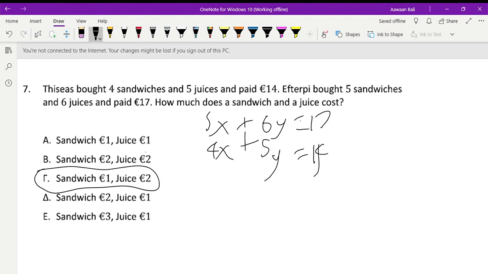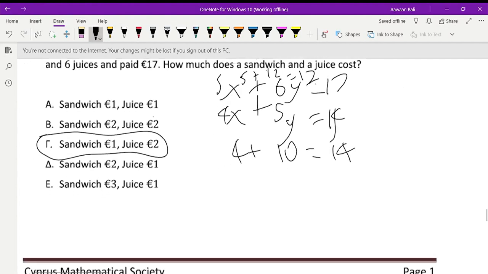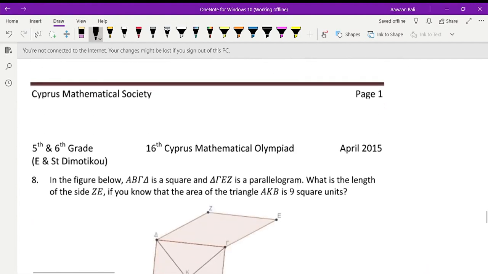Here the answer is gamma, because x is the sandwich, y is the juice, so 5 times 1 is 5, 6 times 2 is 12, so 5 plus 12 is 17. Same here, 4 plus 10, 14. So therefore the answer is gamma, the sandwich is €1, the juice is €2.